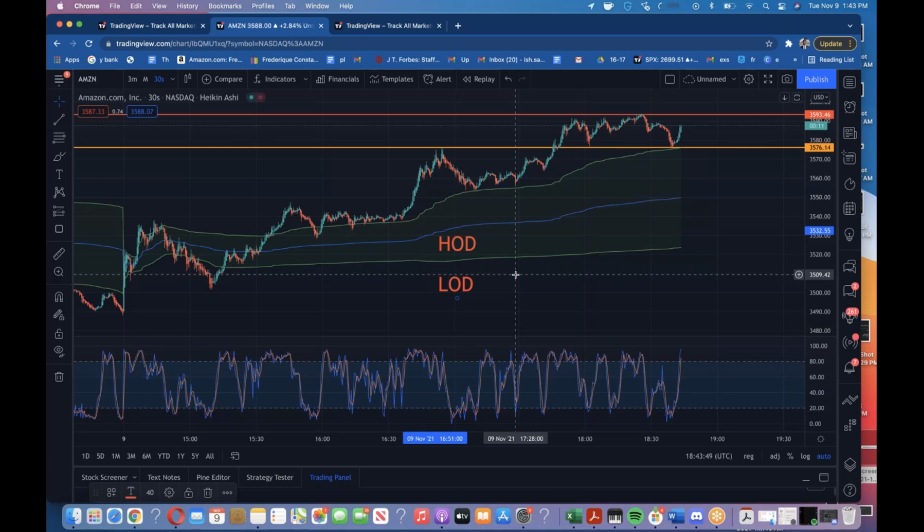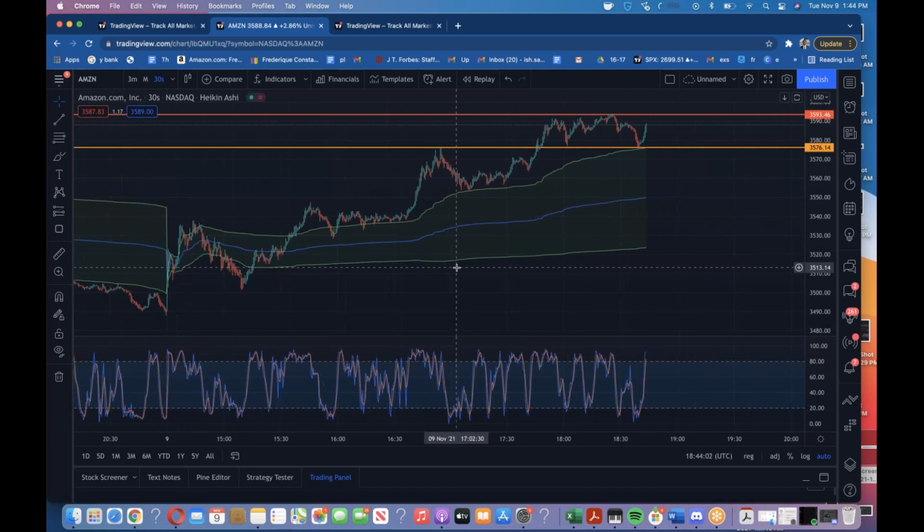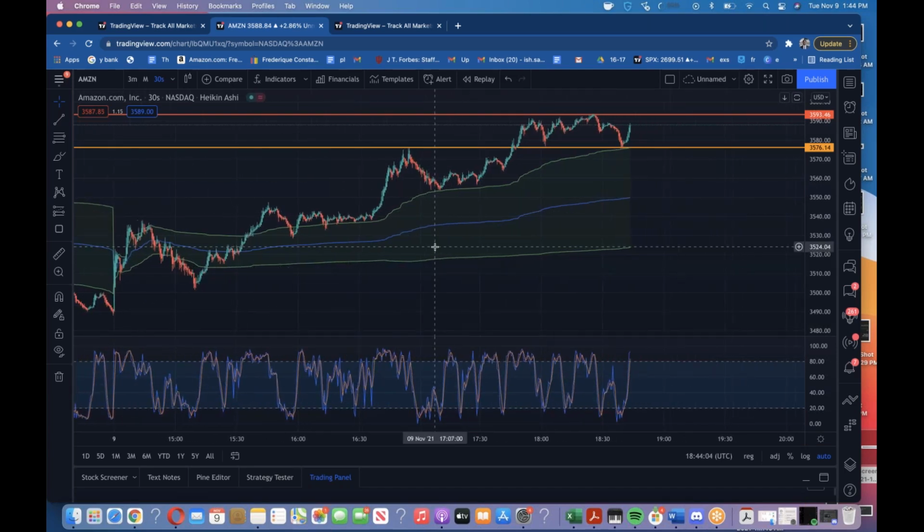The simple nature of the strategy is that when we see a stock near HOD, this is when we're potentially looking to take it long. So for example, right now, I'll go ahead and delete this. We're looking at Amazon right now. The chart is here, Amazon intraday, the 30-second chart.